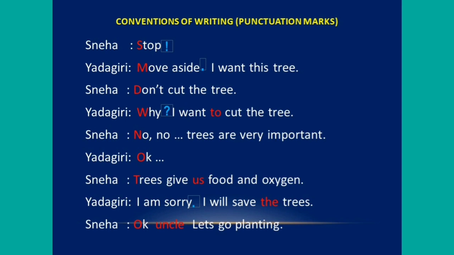The last sentence, okay uncle, let's go planting. Again, we have two different ideas. Okay uncle, that is one idea. Let's go planting. So, okay uncle, it seems a kind of expression because we are using this uncle. Okay, so we'll use the exclamation mark over there, and after okay, can we use a comma? What do you think? Let's try. Okay, uncle, let's go planting.